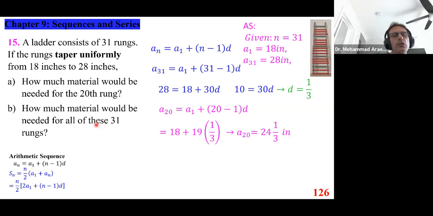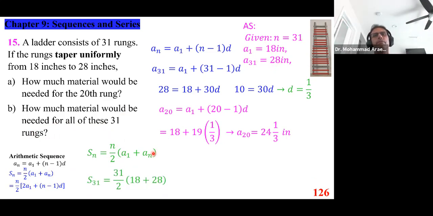How much material do we use for all of it? That means we want S sub n. We have a choice of using this formula or this one. It makes no difference. Because we have the first term and also the last term, it may be easier to use this one. Let's look at that. S sub n is n over 2 times a sub 1 plus a sub n. So we replace the n with 31, a sub 1 with 18, and a sub n with 28. The answer is 713 inches. That is the total amount we need.